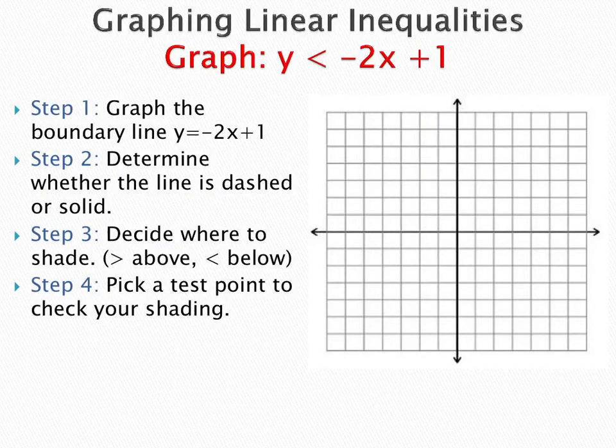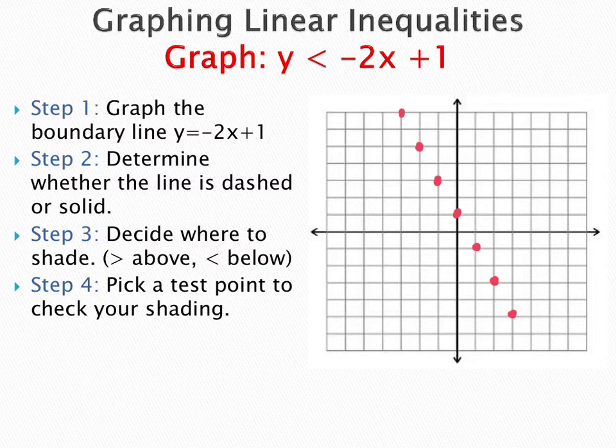So let's graph this. y is less than negative 2x plus 1. So the first step is to graph the boundary line. So the boundary line is what it looks like without the inequality. So y equals negative 2x plus 1. So that's a y-intercept of 1, slope of negative 2, so down 2 to the right 1, down 2 to the right 1. I can also go up 2 to the left 1.